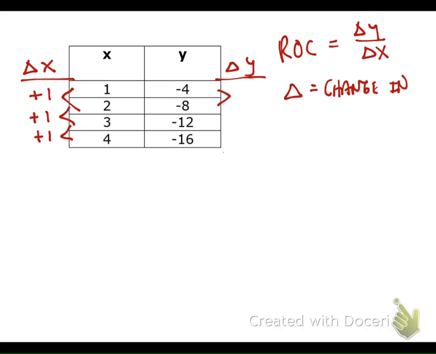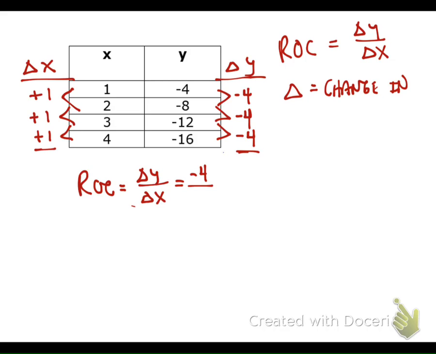Now, over here, my delta y, I subtracted 4, 8 to negative 12, I subtracted 4, negative 12 to negative 16, I subtracted 4. So to find my rate of change, I need to put my delta y over delta x. Now, since they're all the same this time, should be nice and simple. My change in y was negative 4. My change in x was positive 1. Now I reduce this out. Negative 4 divided by positive 1 is just going to give me negative 4. This tells me that the rate of change in this situation is negative 4.